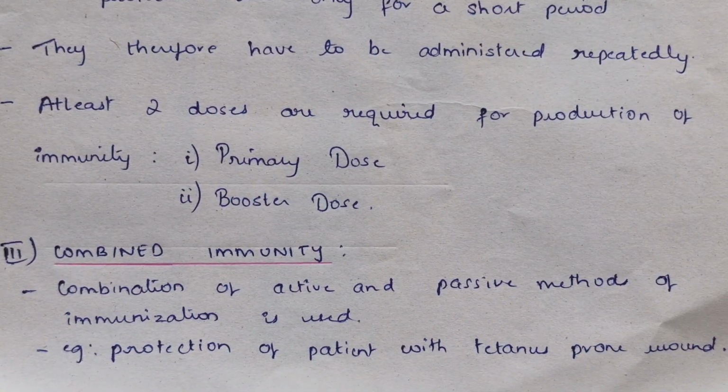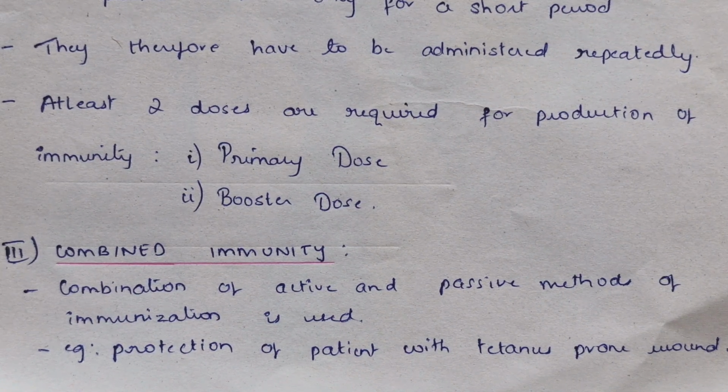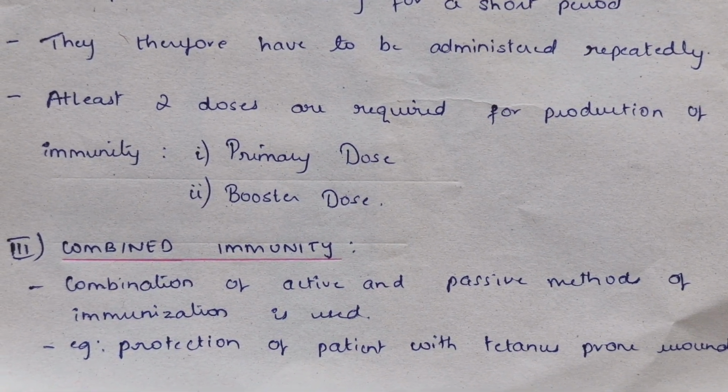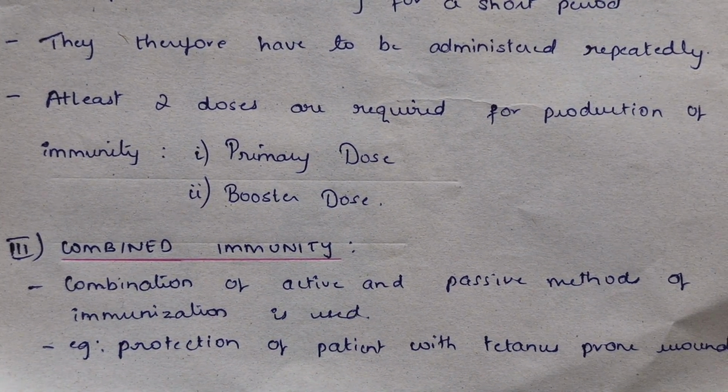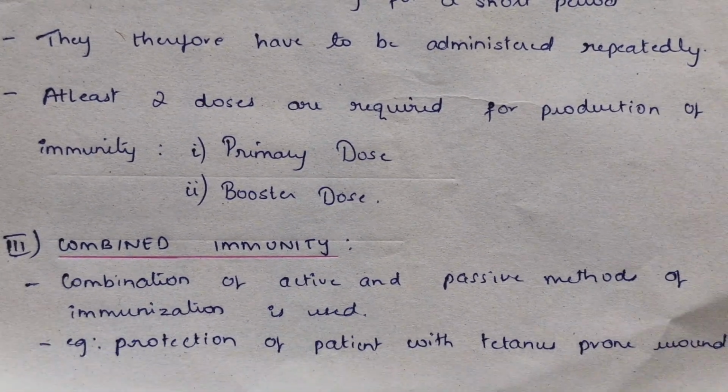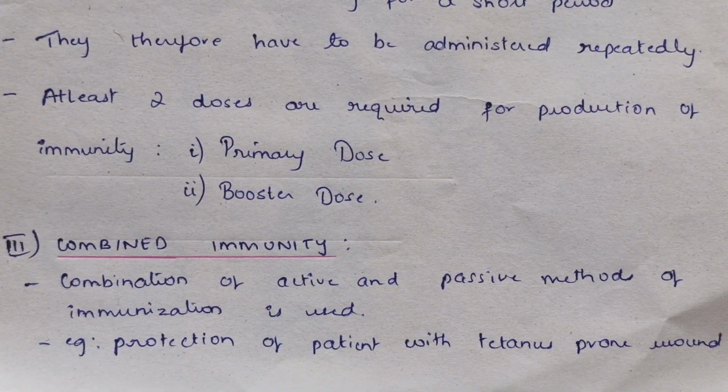The last one is combined immunity. Combination of active and passive methods of immunization is used. For example, protection of patient with tetanus prone wound.